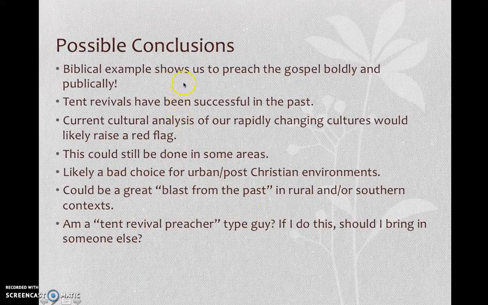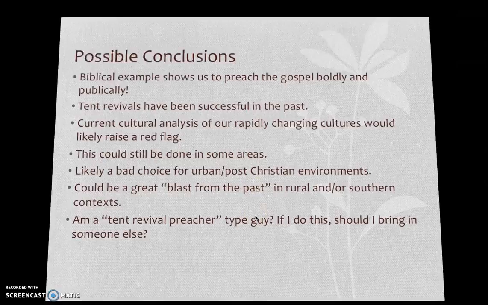So, biblical example, yes, we see bold, abundant gospel preaching. They've been successful in the past. This could probably still be done in some areas. Probably a bad choice for urban or post-Christian environments, but could be a good choice in the right context.